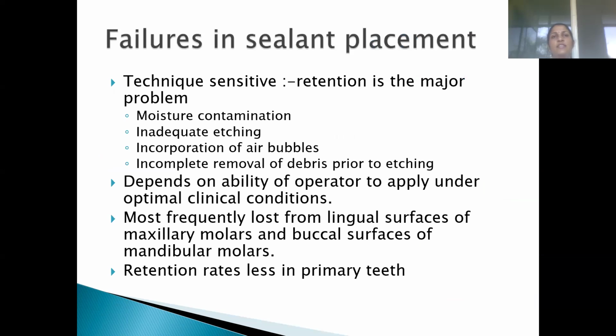Now, failures in sealant placement, what are the failures? One is, I told you, technique sensitivity. If you don't isolate properly and there is moisture contamination, retention becomes a major problem. Another is inadequate etching, then incorporation of air bubbles which lead to voids can also be a failure. Then incomplete removal of debris prior to etching. These are some of the causes for the failure of sealant application.